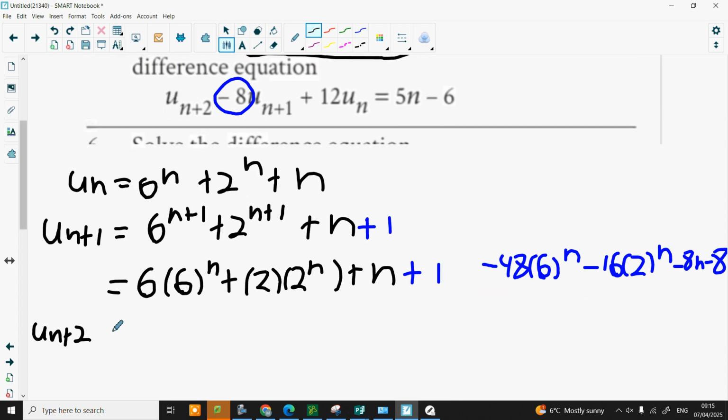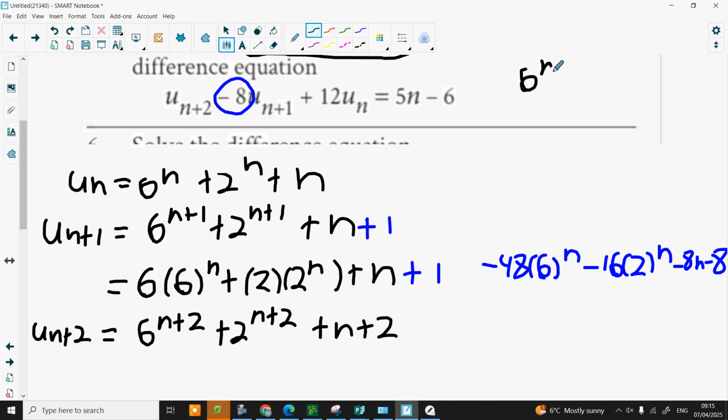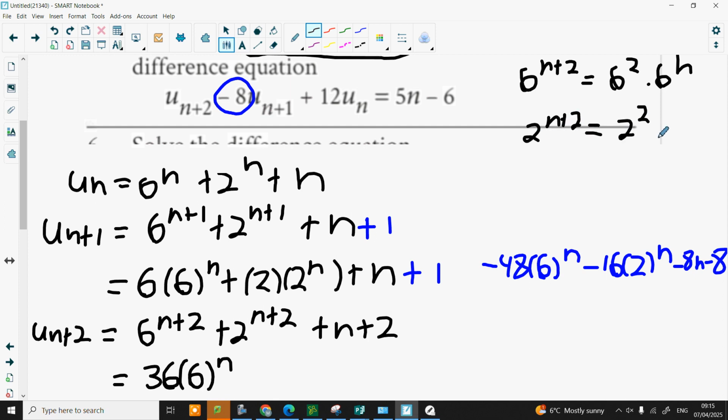Now we're going to do un plus 2. So what's un plus 2, do we reckon? 6 to the power of n plus 2, plus 2 to the power of n plus 2, plus n plus 2. Now, 6 to the n plus 2, what do we think that is? 6 squared times 6 to the n, which is, anybody? 36 times 6 to the power of n. And 2 to the n plus 2 is 2 squared times 2 to the power of n, which is 4 times 2 to the power of n. And then on the other side, it's just your n plus 2, isn't it?